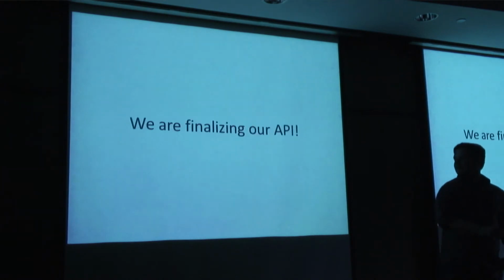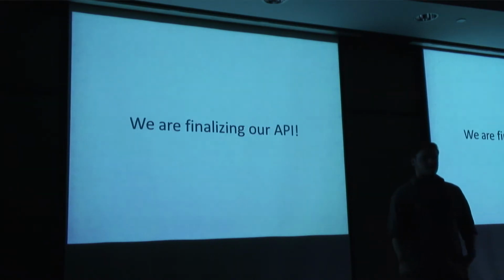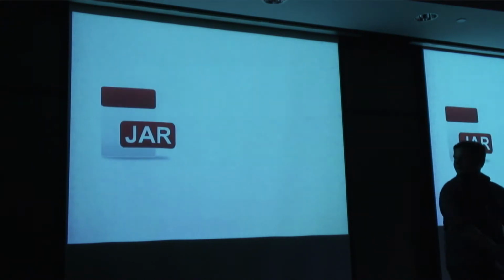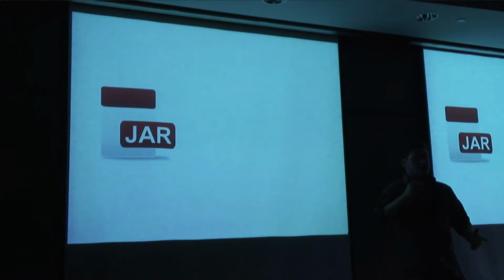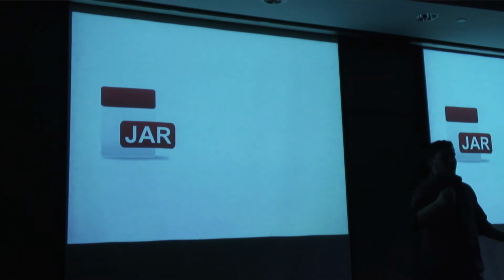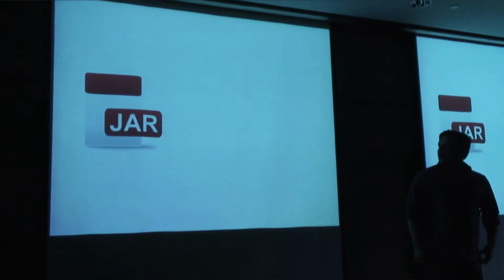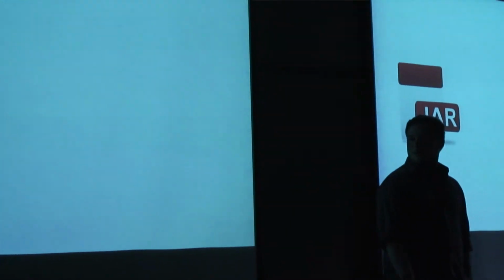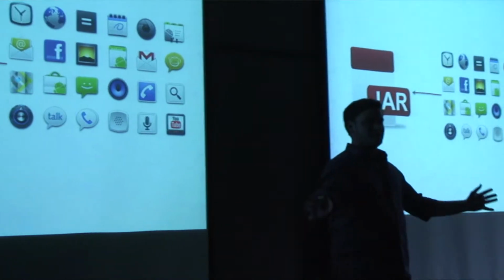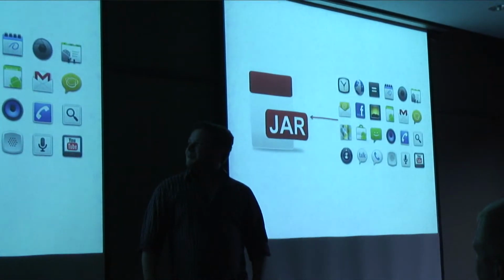And what else are we doing? Finalizing our API. So basically what we want to do is, we go to the next slide. Basically export our project as a jar file and let you download it and link against it in your Android projects, and use it in pretty much everything. Everybody's going to use it. It's going to be amazing.